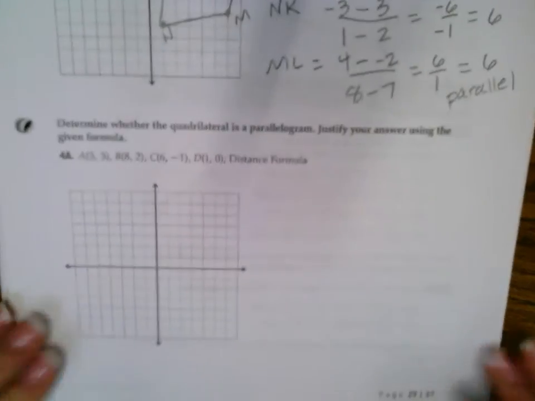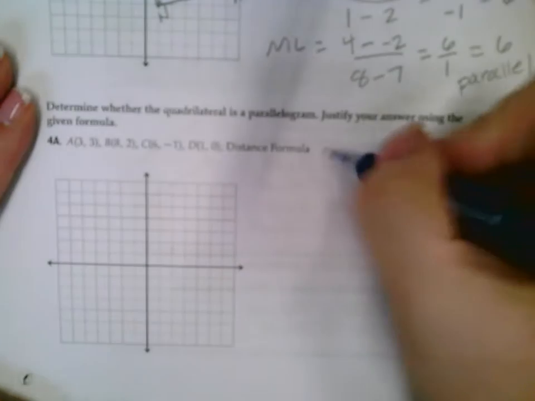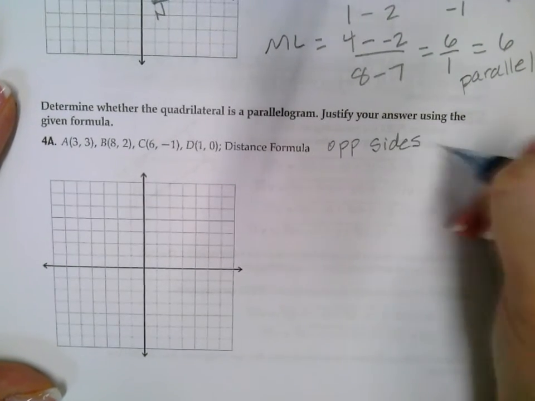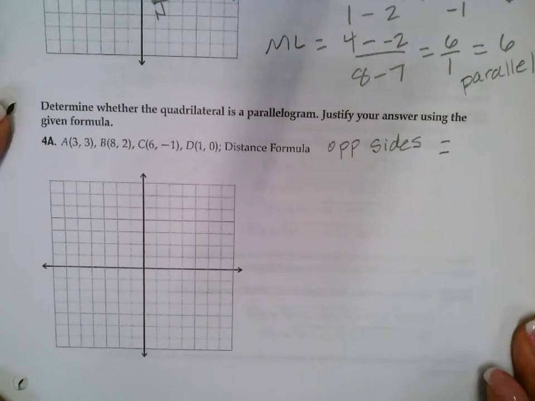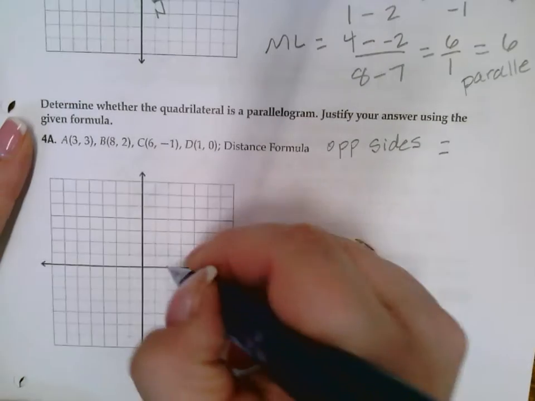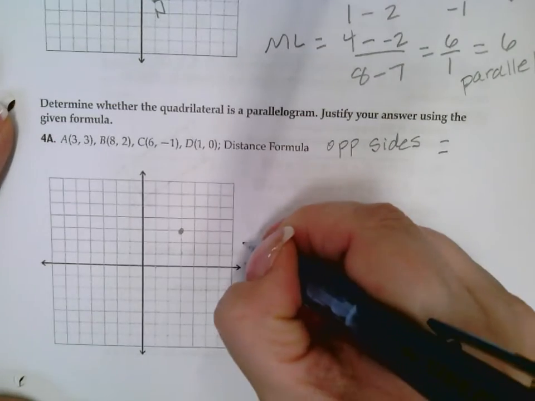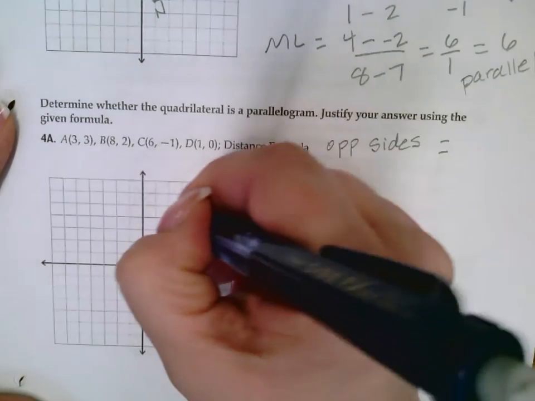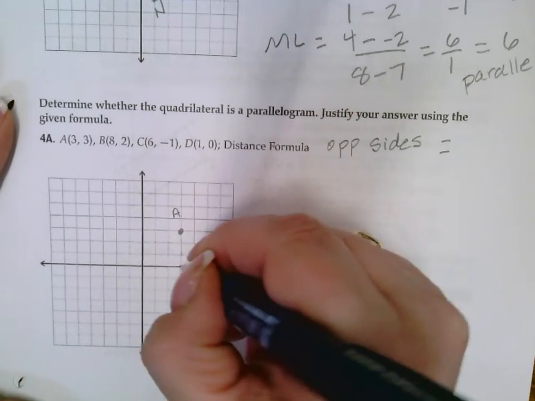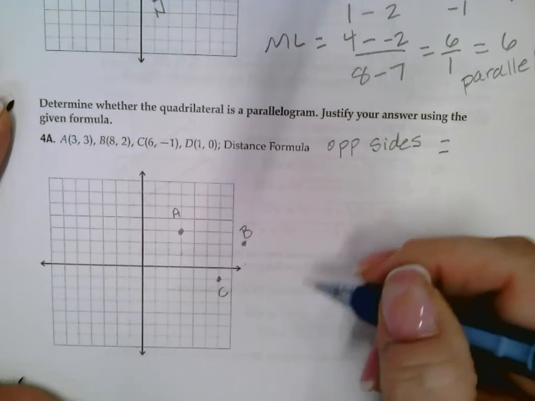Now when you shift down to the bottom and you use distance, that is where we're looking at opposite sides being equal. And I think that part is just basically using the distance formula. You know you have to use it 3 times. You have to calculate all 4 side lengths. That's A, B, C is 1, 2, 3, 4, 5, 6. Right there. And D is 1, 0.